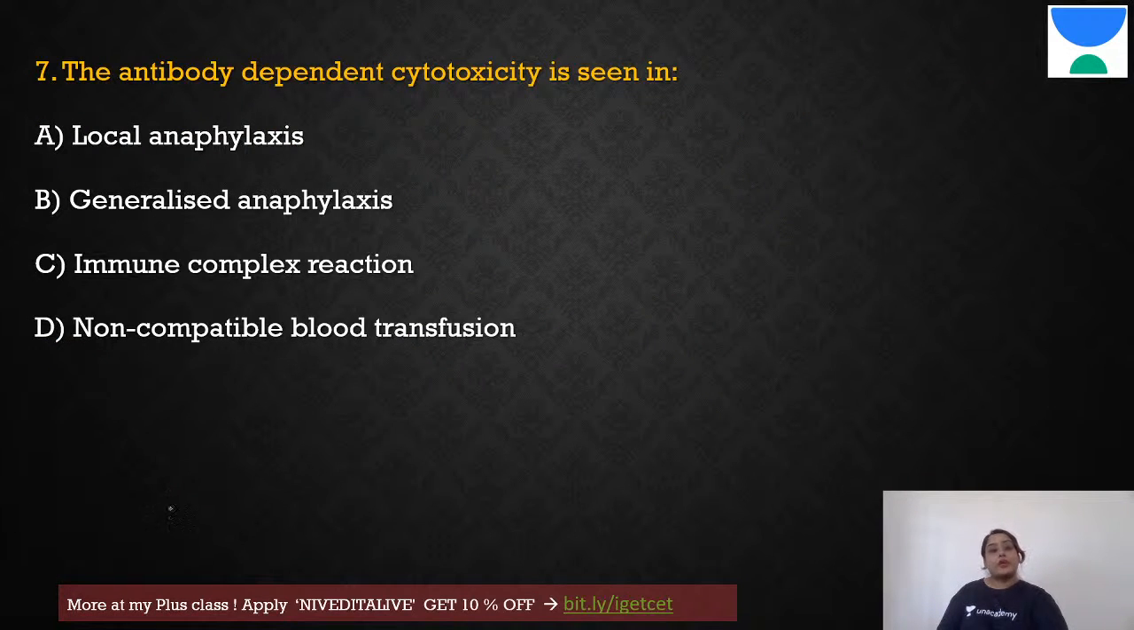Antibody dependent cytotoxicity is seen in local anaphylaxis, generalized anaphylaxis, immune complex reaction, non-compatible blood transfusion. What do you think is the answer here?